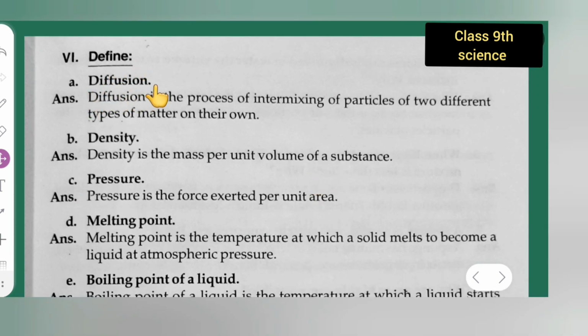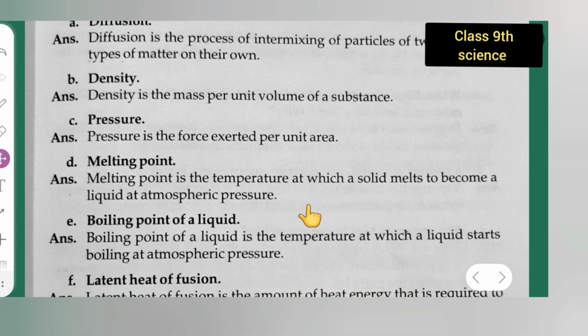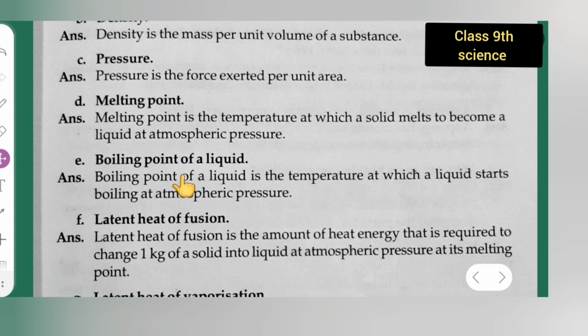Define diffusion. What is diffusion? Diffusion is the process of intermixing of particles of two different types of matter on their own. Next is define density. Density is the mass per unit volume of a substance. What is pressure? Pressure is the force exerted per unit area. Next is the melting point. Melting point is the temperature at which a solid melts to become a liquid at atmospheric pressure. Now next is what is the boiling point of a liquid? Boiling point of a liquid is the temperature at which a liquid starts boiling at atmospheric pressure.